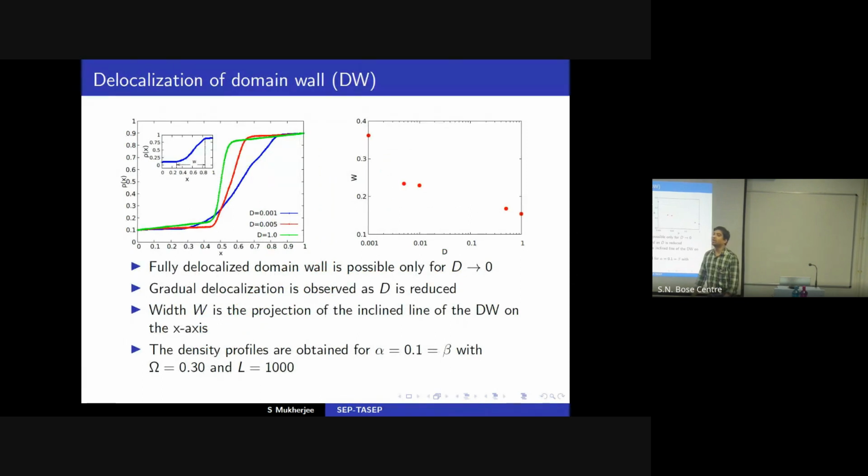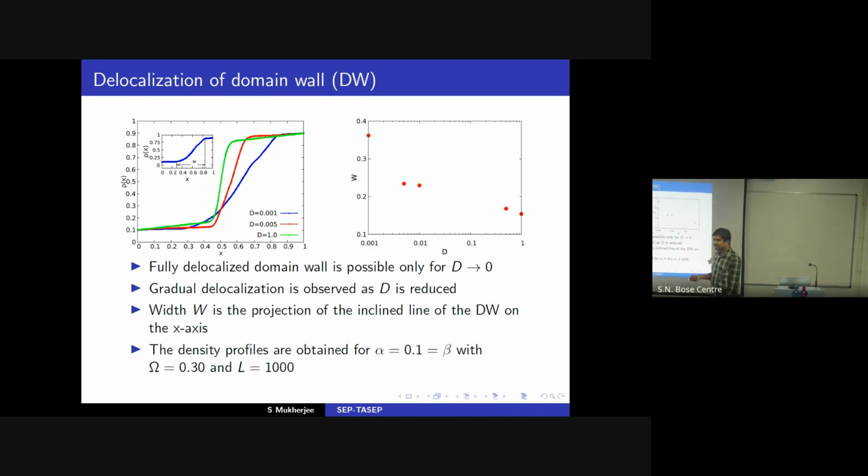Lastly, we study the delocalization of domain 1. We know for the LK TASEP, domain 1 is localized, whereas for the pure TASEP system, domain 1 is completely delocalized. So if we reduce the value of D, then one would expect a gradual delocalization of domain 1. To see this, we compute domain 1 densities for these values of D and measure a quantity W, which is roughly the projection of the domain 1 density on the x-axis. You can see that if we reduce the value of D, we get an increase in the value of W, which clearly indicates the gradual delocalization of domain 1 with the decrease in the value of D.